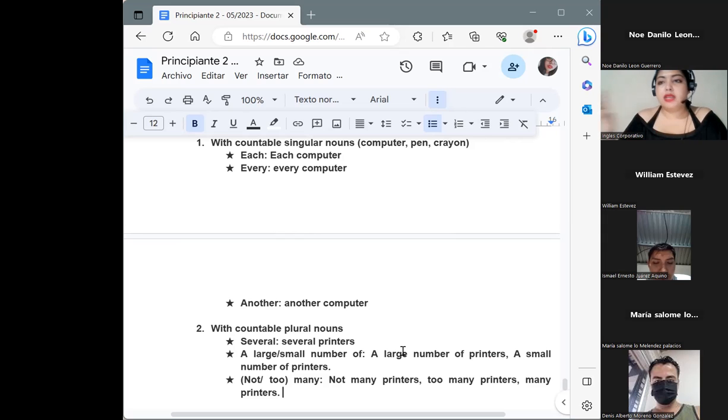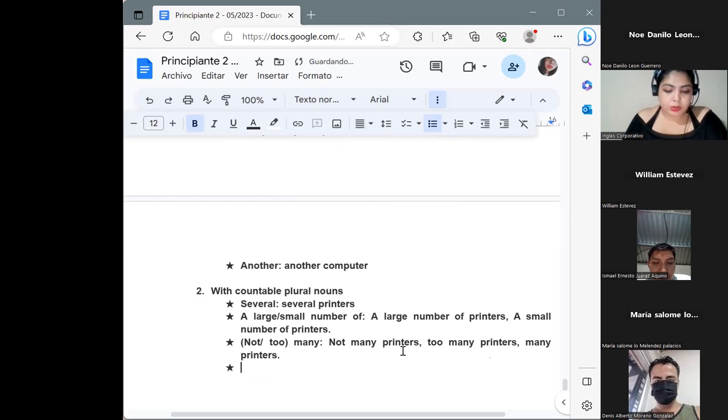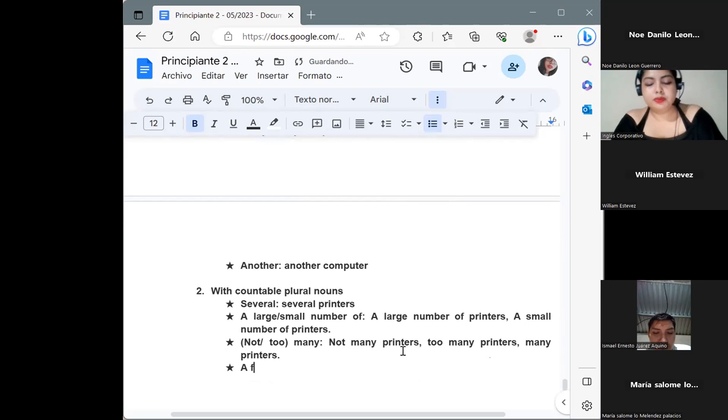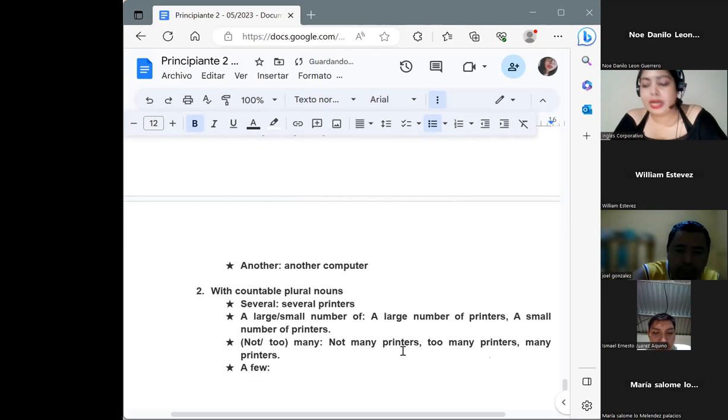Ok, aquí tenemos como tres formas de expresarlo, ¿verdad? Decir, no hay muchas impresoras, hay muchas impresoras, y decir, simplemente varias impresoras o una cantidad un poco grande de impresoras. Next one, a few. A few, un par. A few printers.